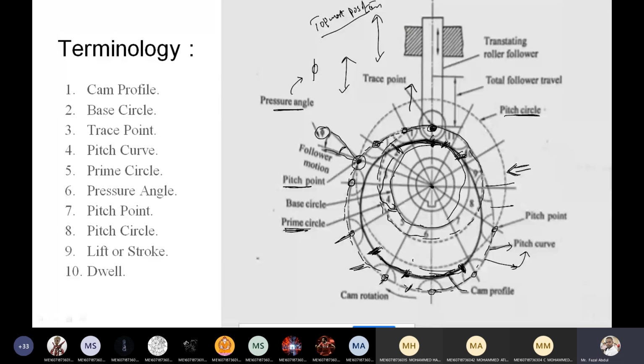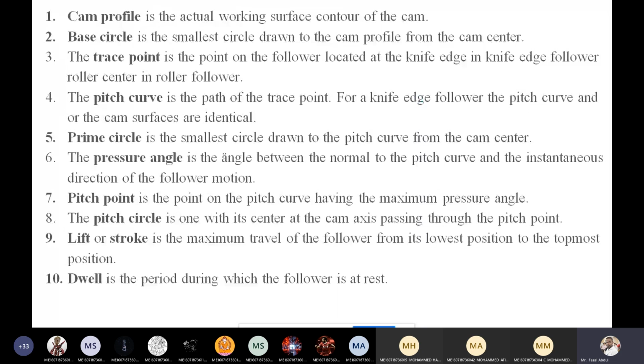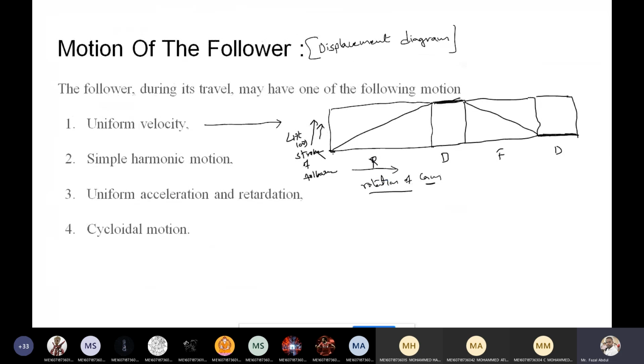As the cam turns slightly, the follower also moves upward, because this point reaches here, this point reaches here, this point reaches here. Because of this rotation, it slightly moves upward. Because this is the uniform velocity, the curve generated is the displacement curve of the follower in this manner.